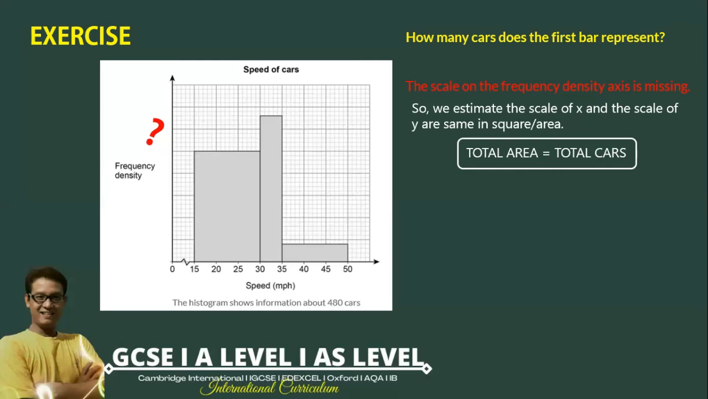Look at the histogram. For the first bar, this is the class width. We can say that the class width for the first bar is 3. Right? There are 3 scales. And the height of this bar is 5. So we can define that the area is 5 times 3. We got 15.